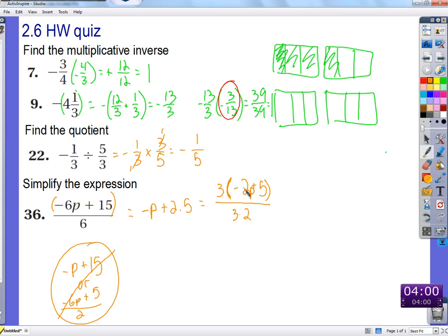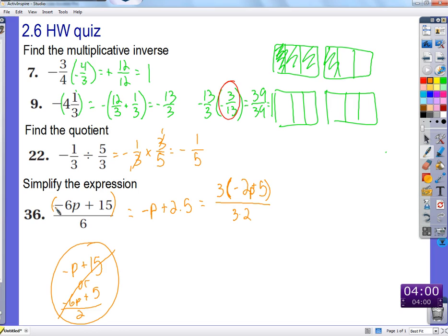Okay. So since 3 times negative 2p plus 5 gives us the numerator, what does that mean about 3? 3 is a factor of what? 3 is a factor of 15, true. But even bigger than that, in the context of this problem, 3 is a factor of, got the parentheses, signs going. It's a factor of what?